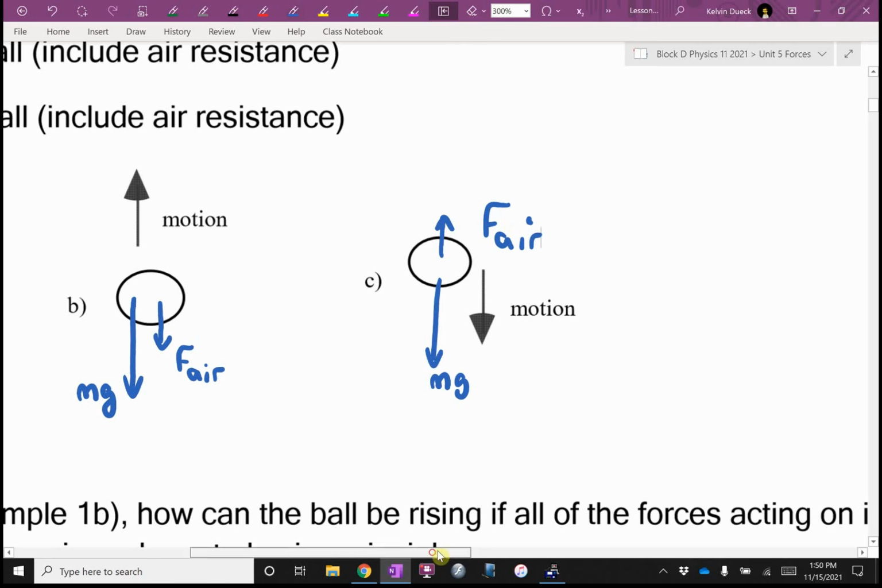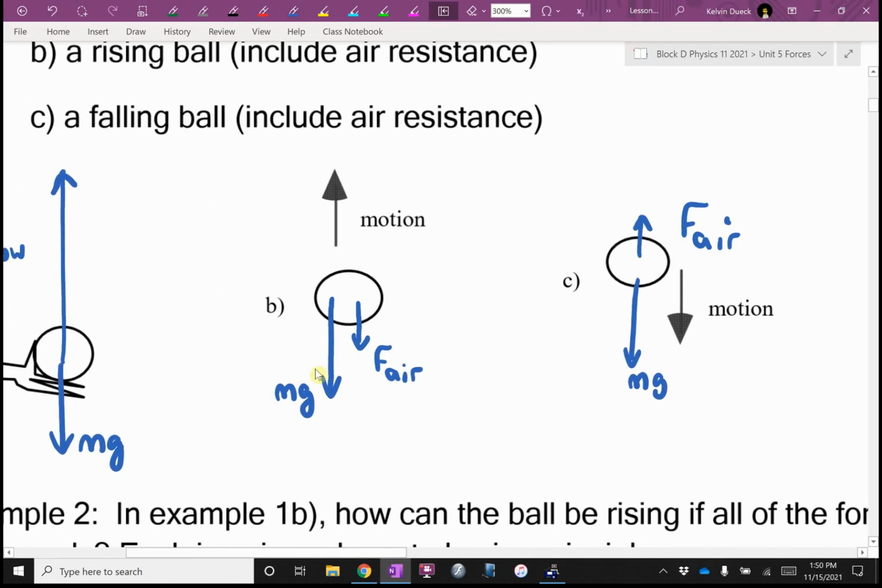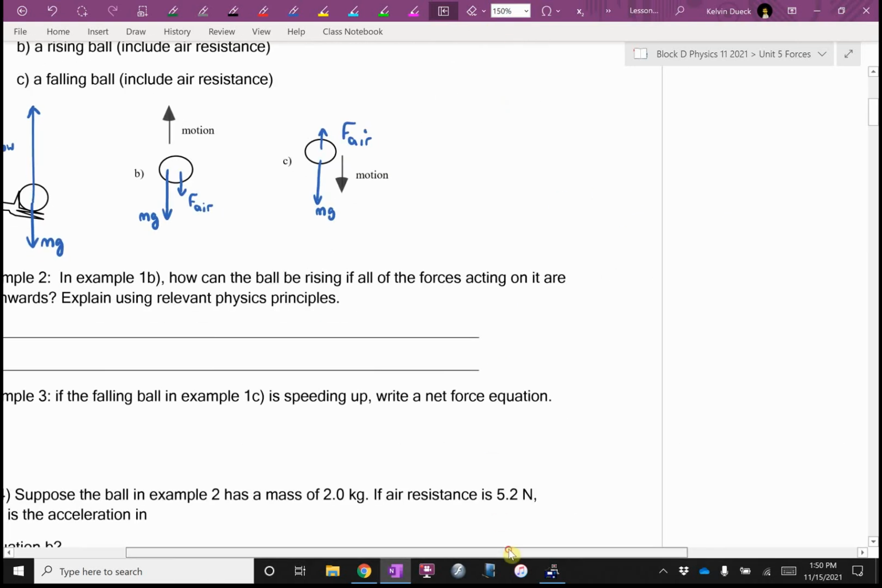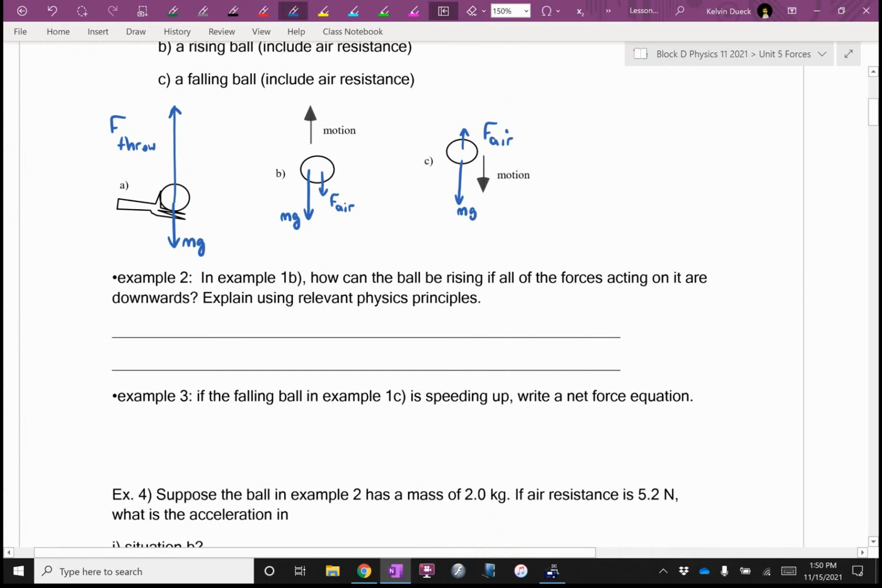Look at this middle diagram, example 1b. I wrote here in example 2 as kind of a thought puzzle: How can the ball be rising if all the forces acting on it are downwards? Isn't that impossible? Or is it? How can it be rising if all the forces are downwards?